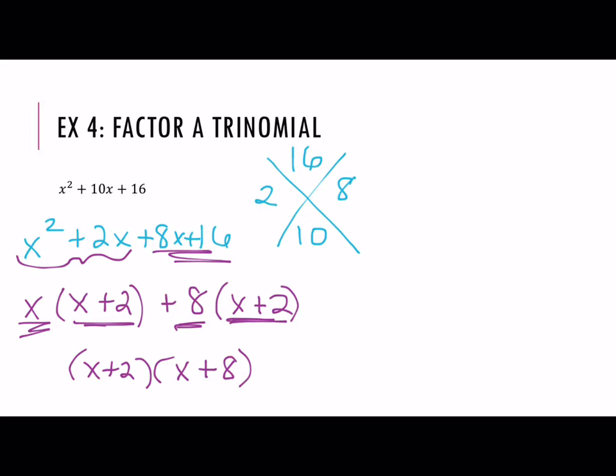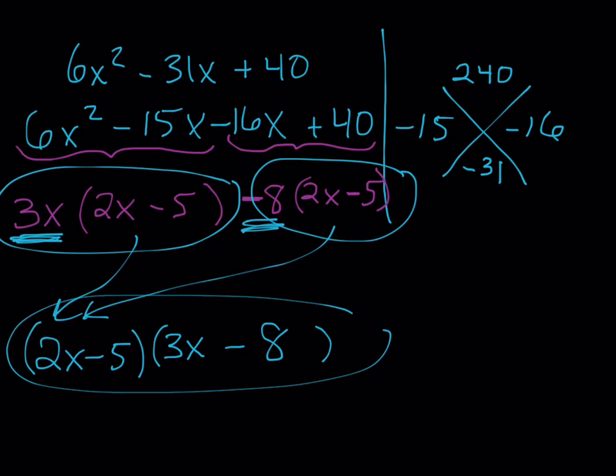Now there's a bit of a shortcut here. If a is a 1, then your numbers in the x will just be the numbers that go in the two parentheses. So you could have just skipped over and said, okay, I know it's going to be x and x to make x squared. And then my last two numbers are plus 2 and plus 8. Okay, but that only works if a is a 1. So you can see from the previous example when a was a 6, those numbers that I found, negative 15 and negative 16, they were not the numbers that went in the last spots in the parentheses.